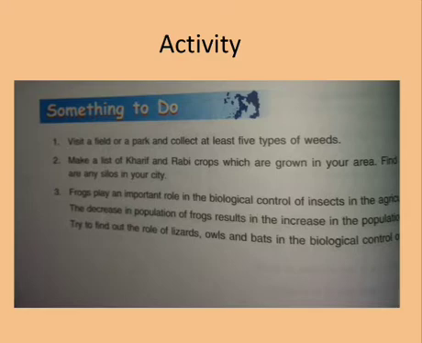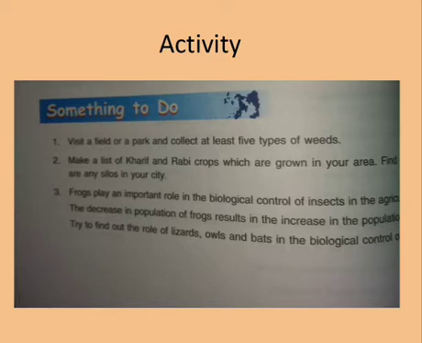Now, this is the time for an activity. In this, we have three activities, among which the first activity is field work. But instead of going to the field or park, you have many different types of pulses and cereals at your home also. So collect them, make at least 5 types of wheat, and name them. Your second activity is to make a list of kharif and rabi crops which are grown in your area.